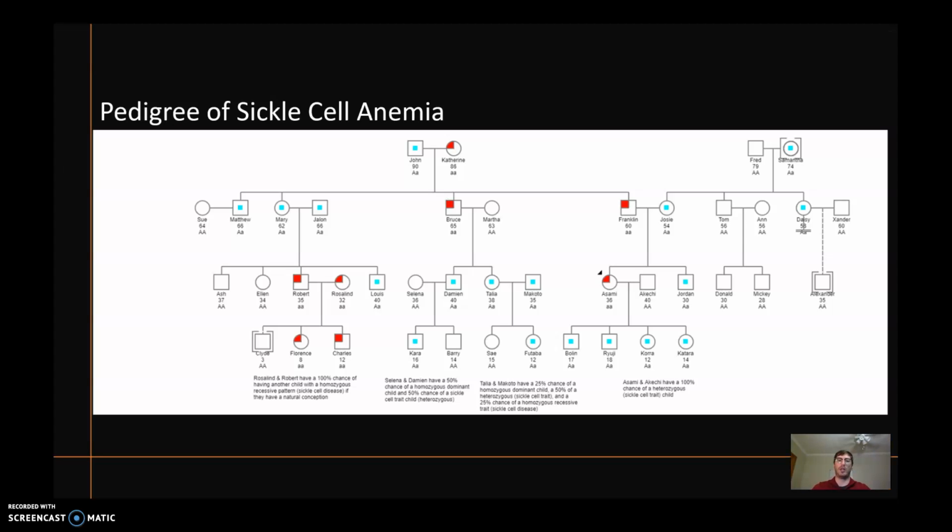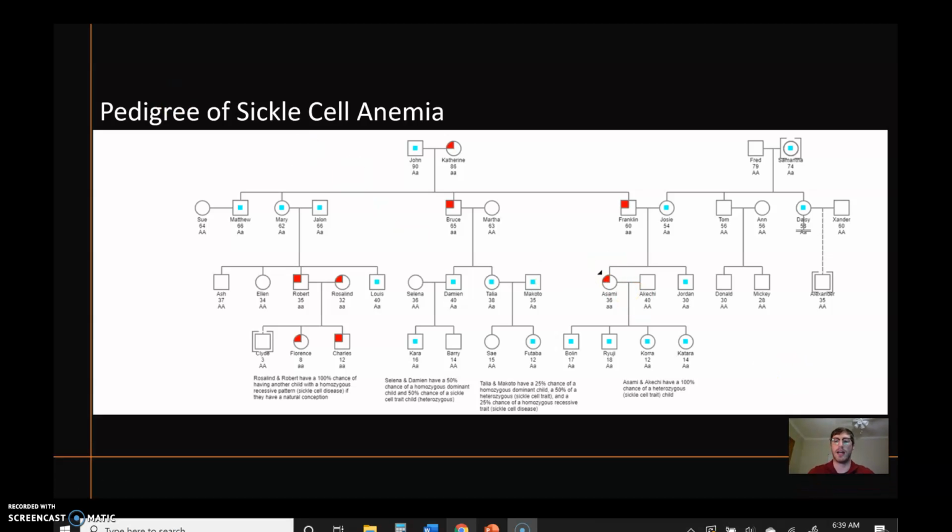So this is a pedigree of sickle cell anemia, and I think that this is a really nice way to see how sickle cell gets inherited down the line. So if we see here, Catherine has sickle cell, she's afflicted by sickle cell disease, while John is a carrier. And if you see by their offspring, every single one of them is either a carrier or afflicted. And we can easily do a Punnett square real fast to see why that is.